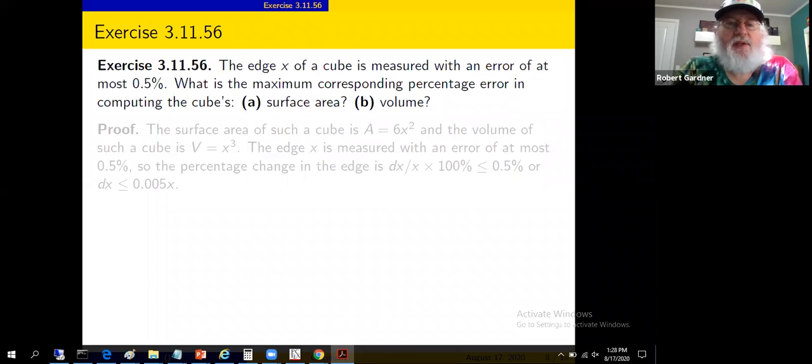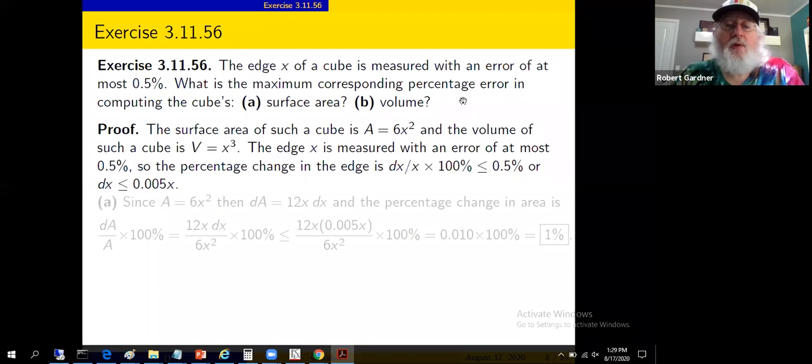Number 56: the edge of a cube is measured with an error of at most 0.5%, half a percent. What is the maximum corresponding percentage error in computing the cube's, part A, surface area, part B, volume? Okay, so it's all about percentage error. They talk about an error in terms of percent of the measurement of the length of an edge of a cube. They want to know the percentage error in the corresponding measurements of the surface area of that cube and the volume of that cube.